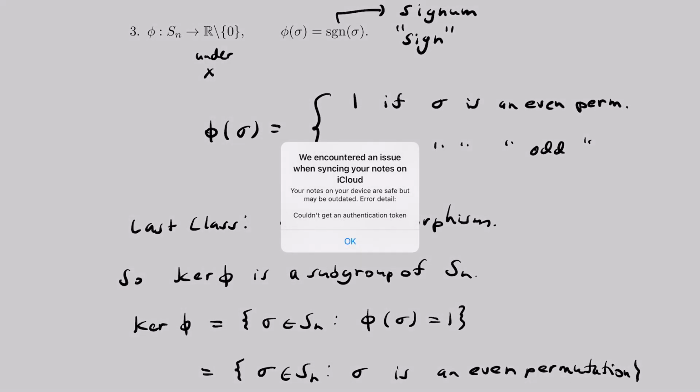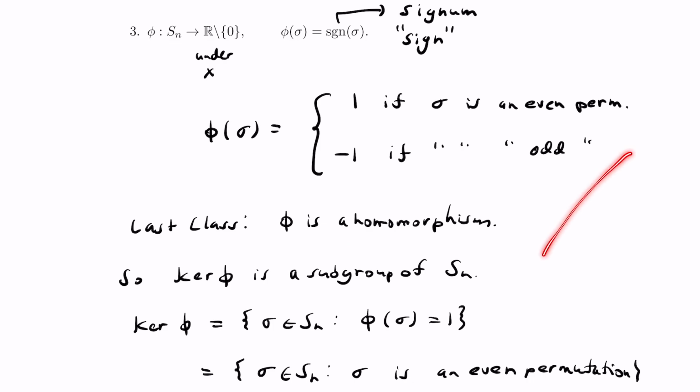Great, so that's the end of the lecture for today. Next class, we're going to talk about a particular class of groups and possibly use this homomorphism stuff to help us understand those classes more.